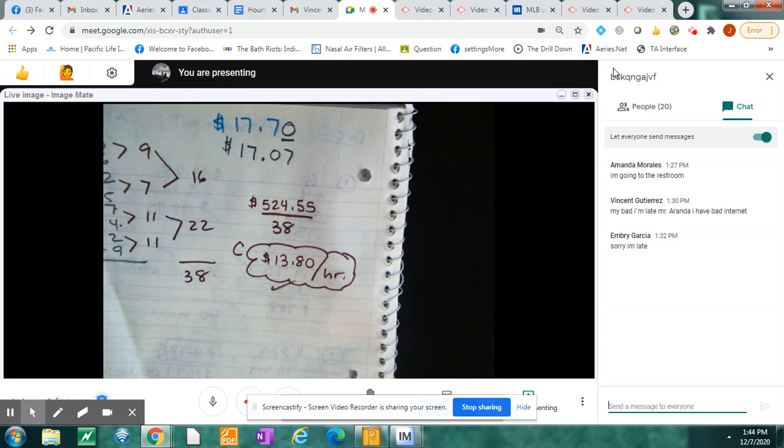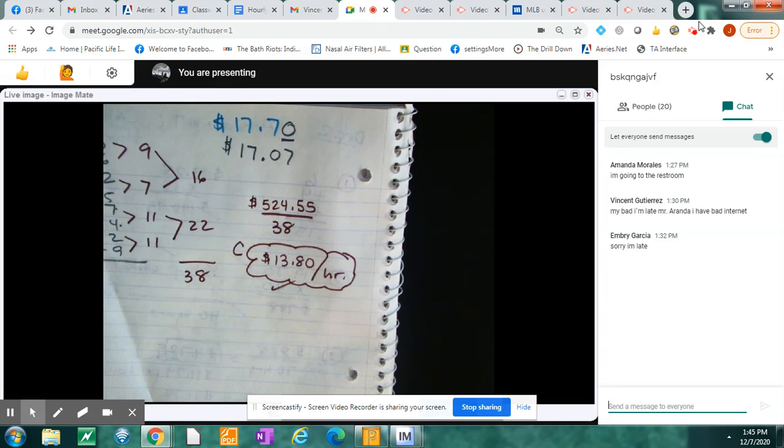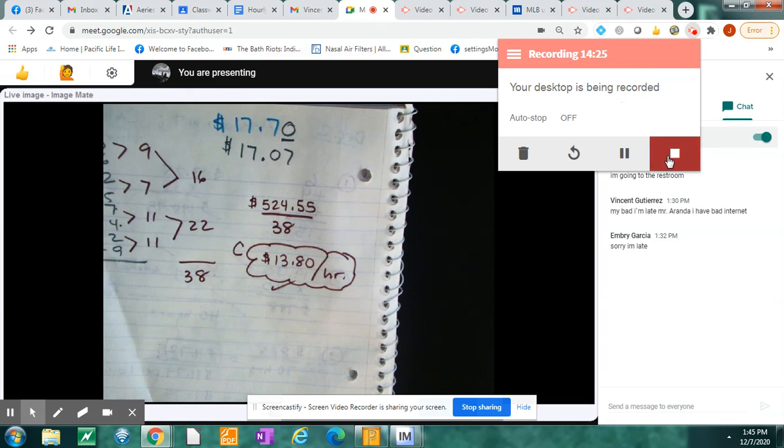Put false. And the last one, the minimum wage in 1938 was 25 cents. Is that true or false? That's in your notes. What do you guys think? True or false? True. Yes.